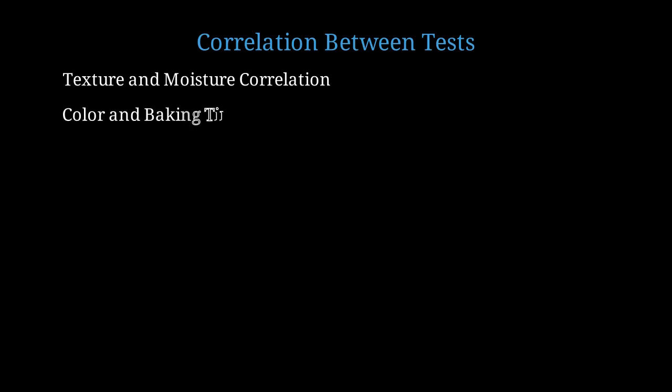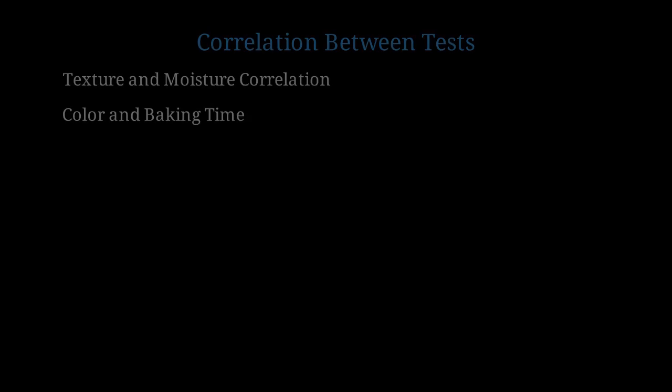Understanding correlations between different tests improves efficiency. Cookie hardness negatively correlates with moisture. As moisture increases 1%, hardness decreases approximately 100 grams force. This relationship enables predictive modeling. L-star values decrease linearly with baking time. Each additional minute reduces L-star by approximately 2 units. This allows visual quality control.